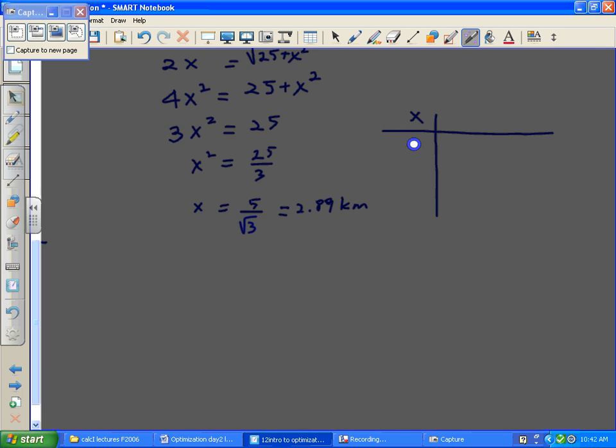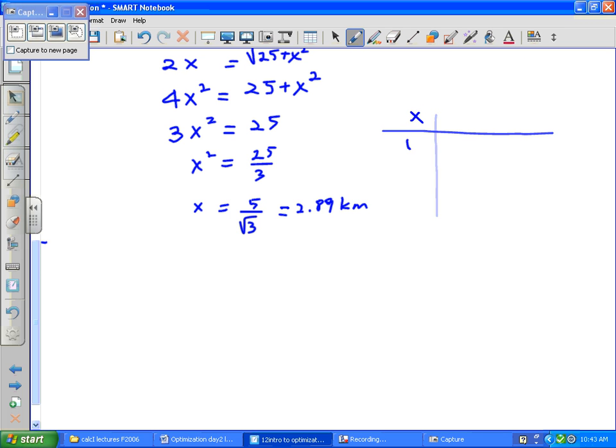Oh, sorry, I forgot to switch my pen here. Okay, so the lowest is 0. The highest it can be is 8. So the lowest x can be 0. The highest x can be is 8 kilometers. Or the critical point we found is 2.89. So if you can check the original function you're maximizing or minimizing at the two endpoints of the domain as well as at the critical points, you can also determine which one is the absolute max, which one is the absolute minimum, right?